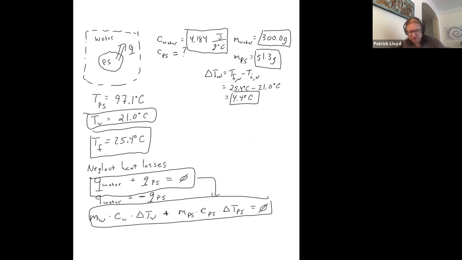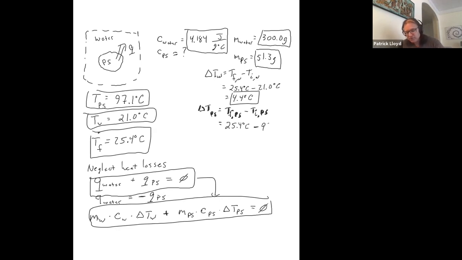Okay, let's do the temperature change of the polystyrene. Again, that's the final temperature of the polystyrene minus the initial temperature of the polystyrene, right? So let's do final. It ended at 25.4, right? Remember, both the water and the polystyrene are going to come to thermal equilibrium, so they both have the same final temperature. Their initial temperatures are what are different.